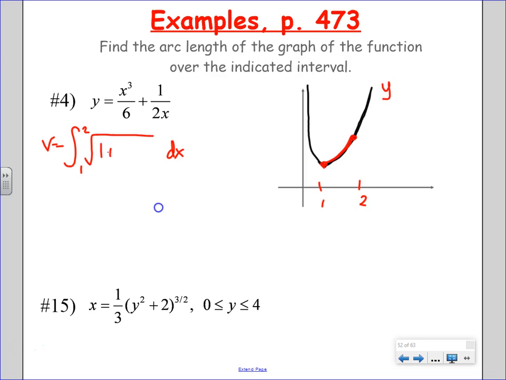Square root of 1 plus, what do we have to do to find it? It's going to be x squared over 2. Bring down the 3, simplify, make it a 2, and then bring down the negative 1. Because it's 1/2 x to the negative 1 power, right? And then make it a negative 2. So then the whole thing goes in there.